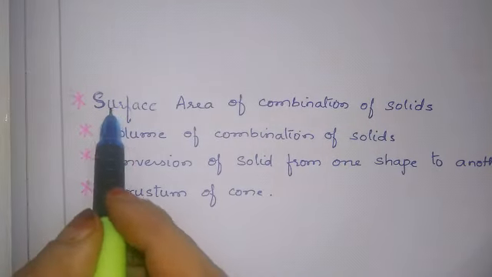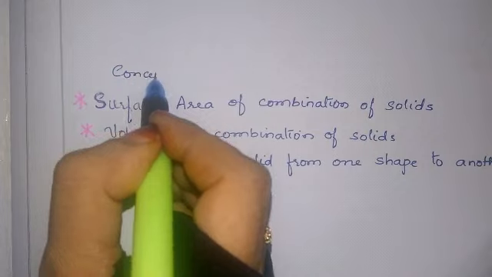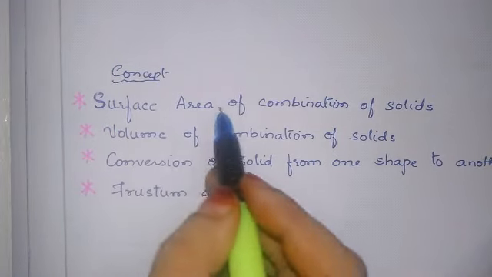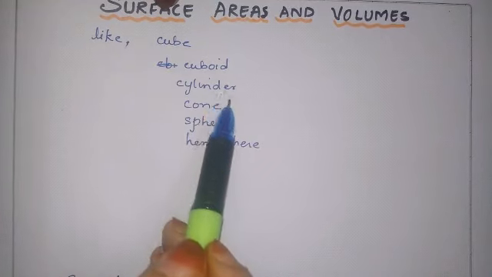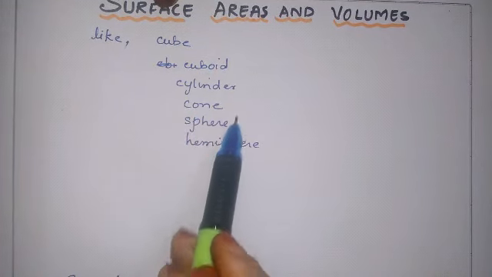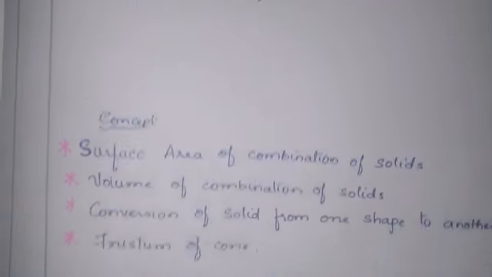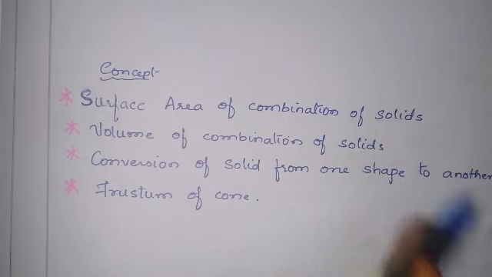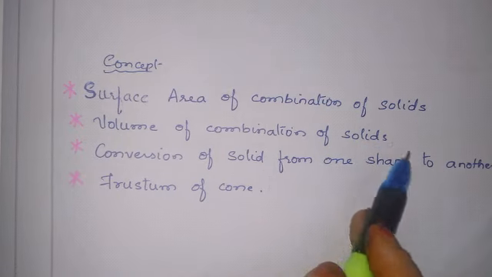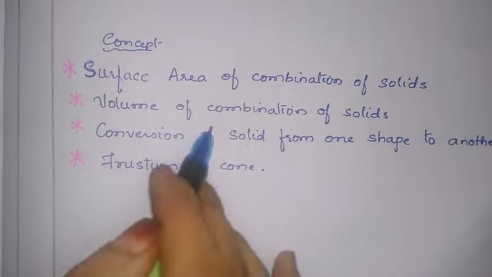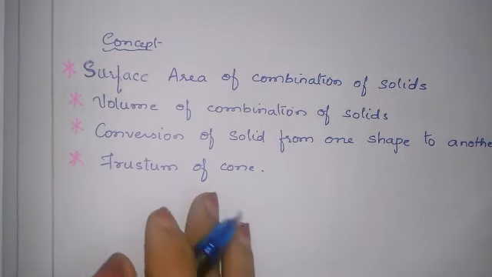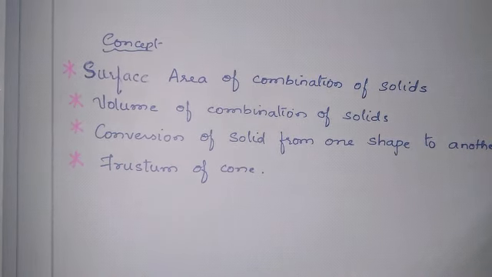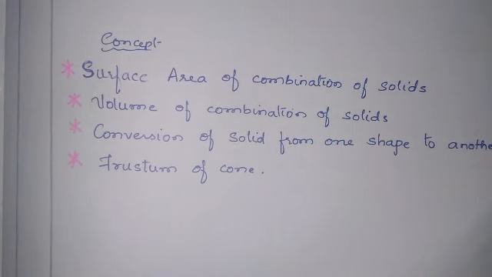In the first concept of this chapter, surface area and volume, we study the surface area of a combination of solids. Here in 10th standard we are going to combine solids, for example a cube and cone or hemisphere. That is surface area of combination of solids, volume of combination of solids, and the next concept is conversion of solid from one shape to another shape, and the next is frustum of cone. These are the contents of the surface area and volume chapter.